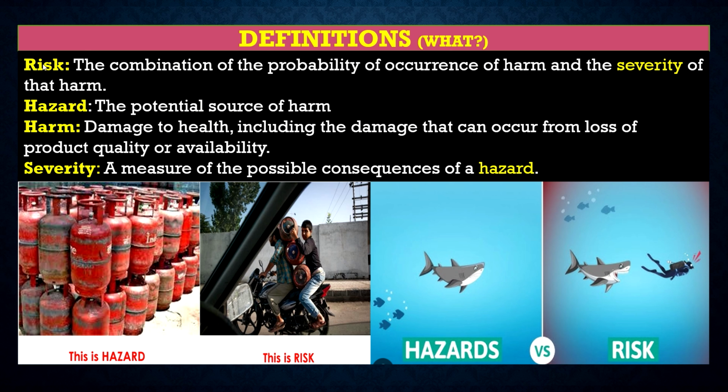And risk is the combination of the probability of occurrence of harm and the severity of that harm. The risk is the product of these two. Hazards are always there in the process, facility or manufacturing industry, but how much they will harm the product quality or patient safety, how much severity there will be, we need to combine both. So the product of these two is called a risk.